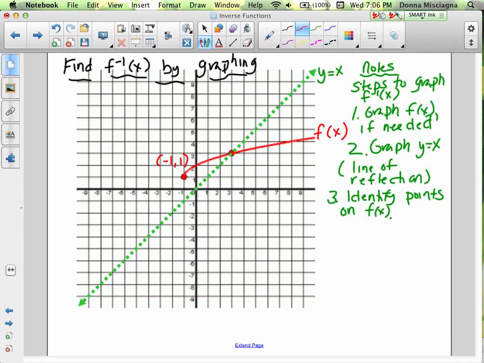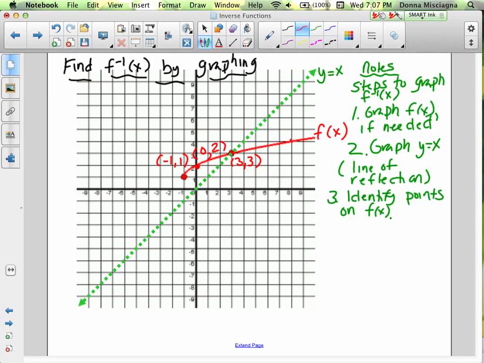Then we have the point 3, 3. Do we have any others? Oh, yeah, we have one right here. Looking for good points that are a little easy to identify. That one is 0, 2. My parentheses came up too big. There we go, 0, 2.